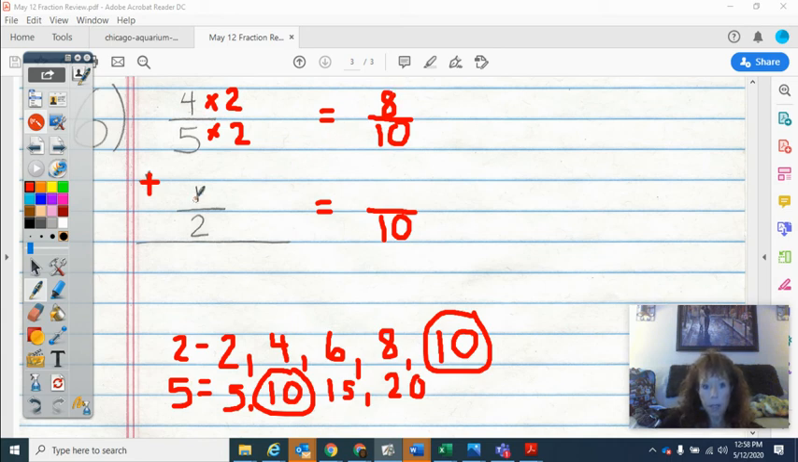Okay, down here, I want 1/2 to equal some number over 10? 1 out of 2 equals how much out of 10? Well, to get from 2 to 10, I had to multiply times 5. So I'll do the same thing in my numerator. 1 times 5 is 5. So 1/2 is equivalent to 5/10, and I'm going to add.